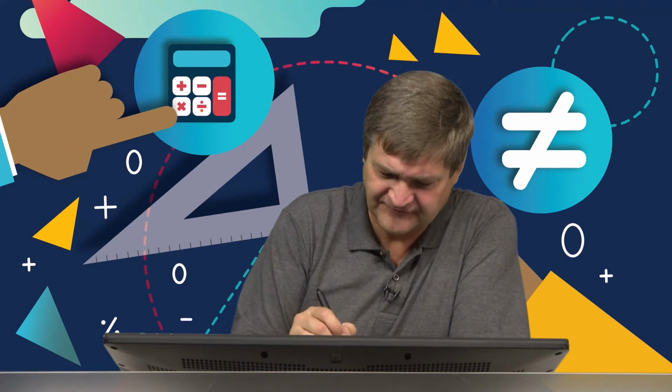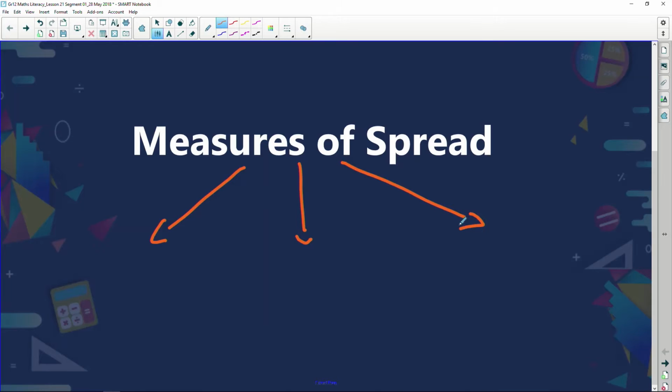Now, there are three ways that we can work out the measure of spread. Right, firstly, let's draw our three different arrows. First of all, we're going to look at the range. And folks, we know what range is, hey? Range is my highest minus my lowest value. You would have done it in grade 8, grade 9, grade 10, grade 11, and now we're doing it again in grade 12. So I'm not going to spend too much time on that.